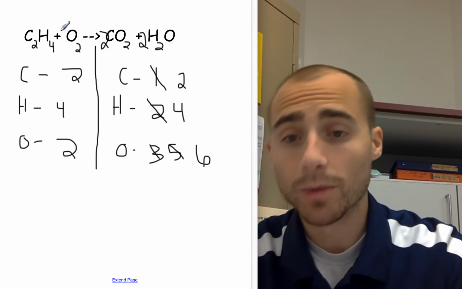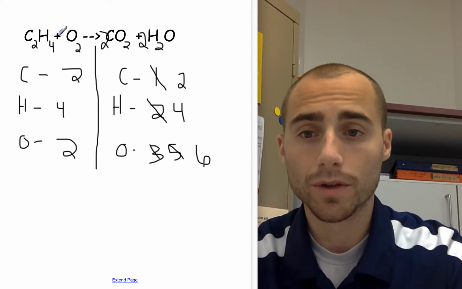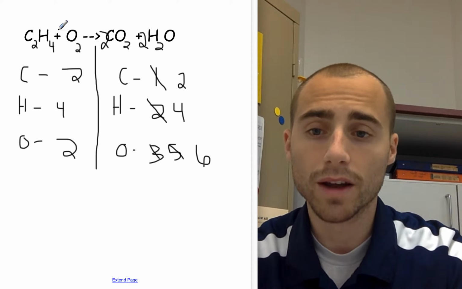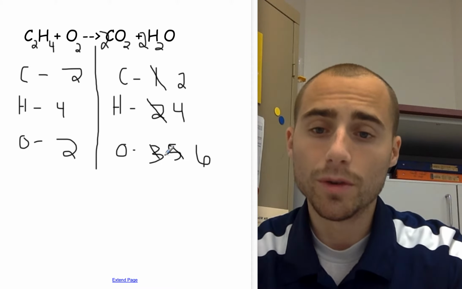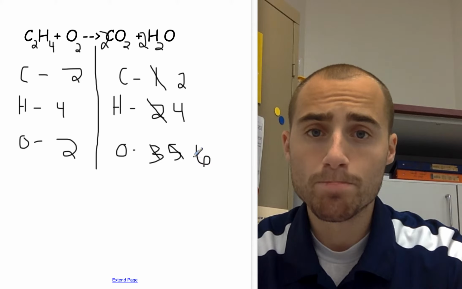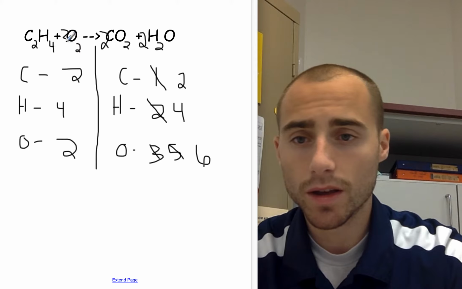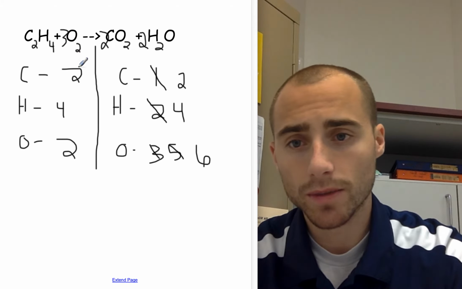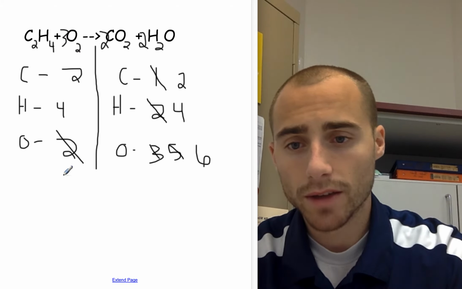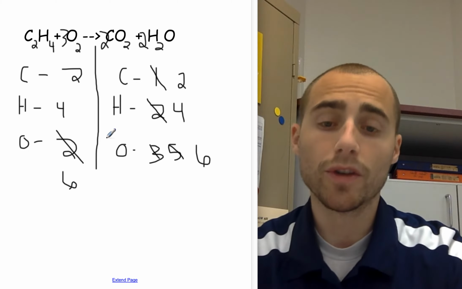Our oxygen is actually going to be really easy because our oxygen's all by itself. So the coefficient we put in front is only going to affect the oxygen. What times 2 is going to give us 6? 3. 3 times 2 is 6. So if we just put a 3 right there, we have 3 times 2, and that is going to give us 6. Now let's check and make sure we're balanced.